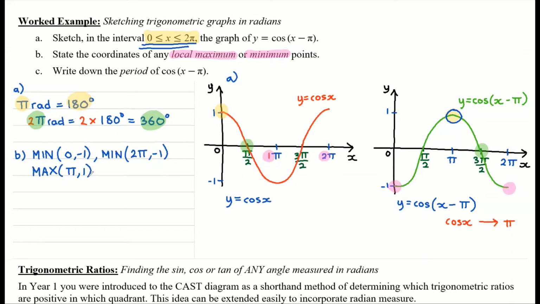Then for part C, it asks us to write down the period. Now, the period is how often does the graph repeat itself? Okay. Now, it's a cosine graph. It's been translated by pi radians, but the period won't change. Okay. And cosine has a period of 2 pi, exactly the same as sine. They repeat themselves every 2 pi radians. So we can just say that the period is equal to 2 pi radians. Okay, and that concludes this worked example.